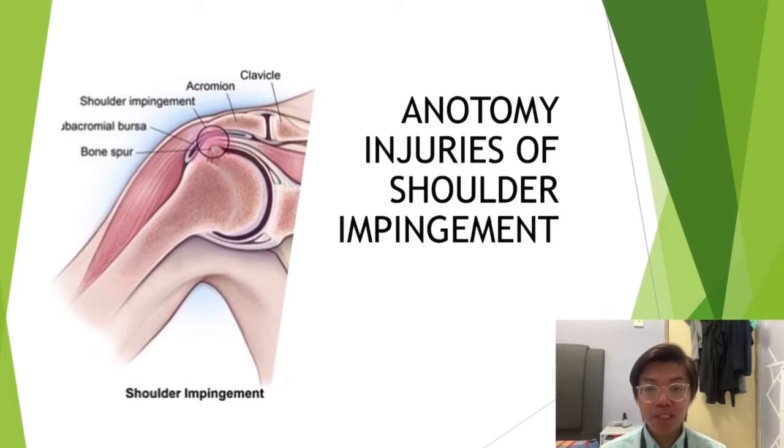The last one is shoulder impingement. The shoulder impingement is located at our rotator cuff between the head of the humerus and the acromion. When this injury occurs, the tendon of the rotator cuff will pinch the subacromial bursa in the narrow space under the acromion, and it will cause our bursa and tendons to become inflamed and swollen.